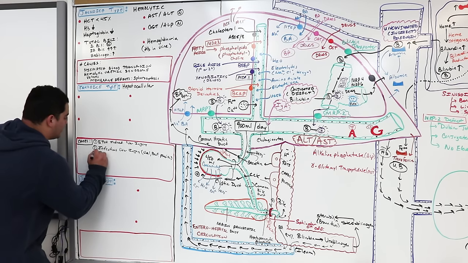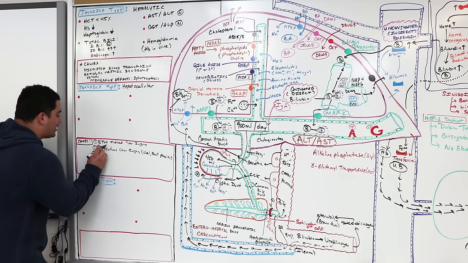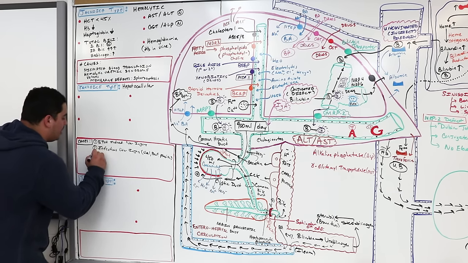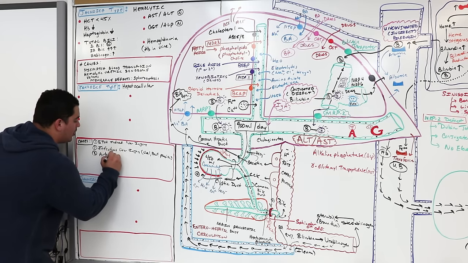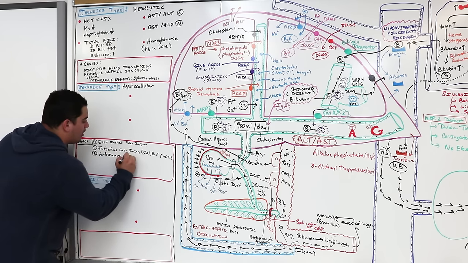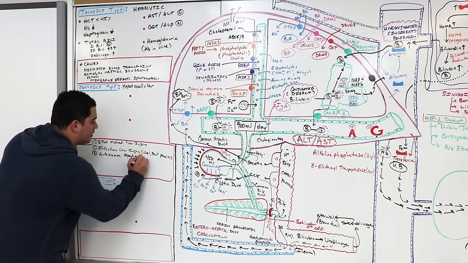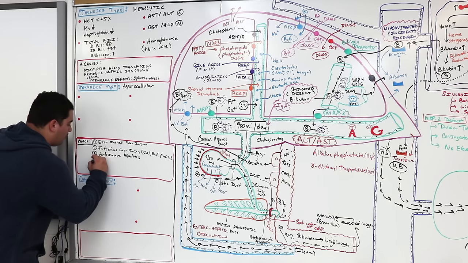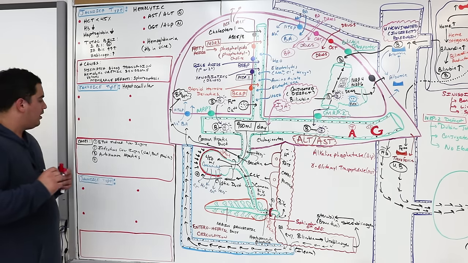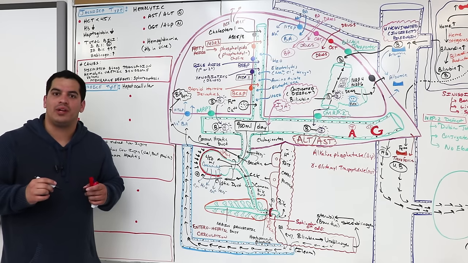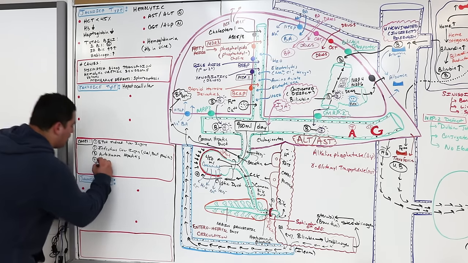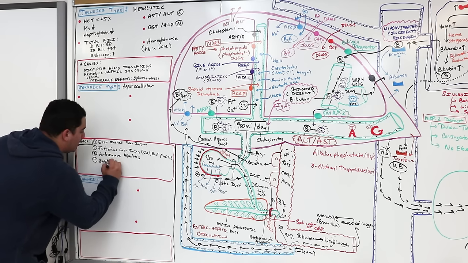What are other reasons? Could be autoimmune. There are certain people that have autoimmune hepatitis, okay? So it could be autoimmune hepatitis. What about vascular issues? What if somebody has Budd-Chiari syndrome? What the heck is Budd-Chiari syndrome?